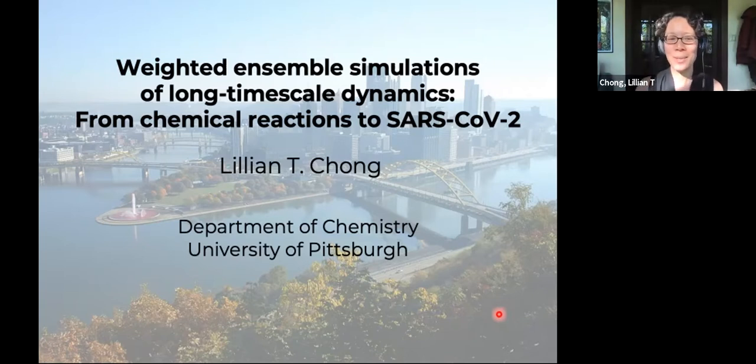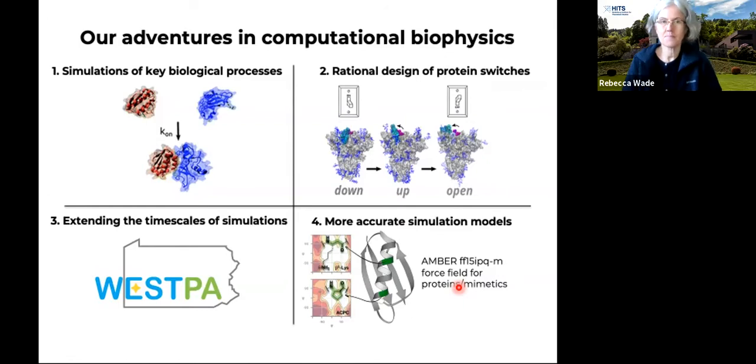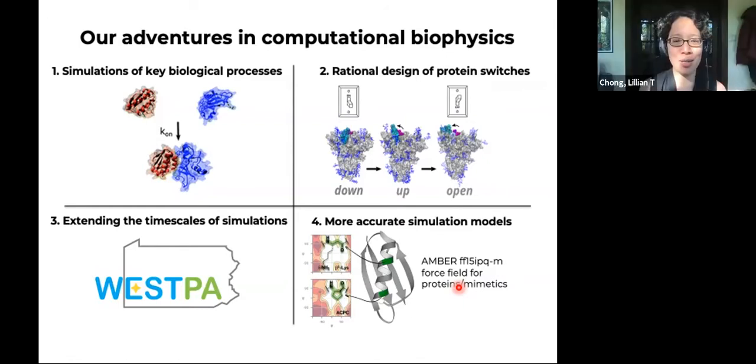So I'm gonna just start by talking about some of our adventures in computational biophysics in my lab. We work in these 4 different areas. So as Rebecca mentioned, we focus a lot on simulations of key biological processes, including protein binding. We also rationally design protein conformational switches, and a natural switch includes the spike on the surface of the coronavirus.